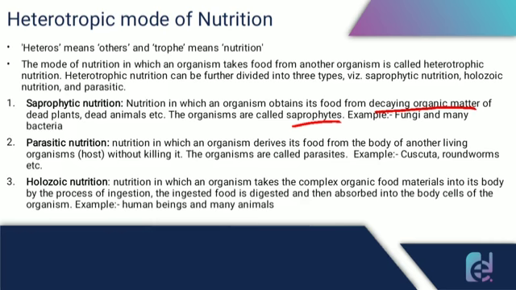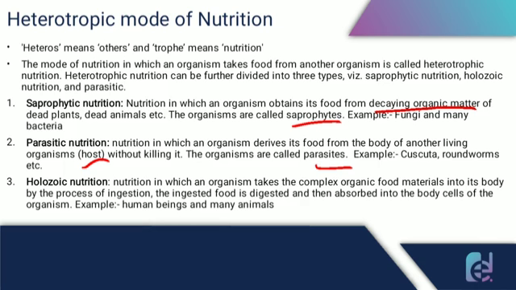And the next is parasitic nutrition. The nutrition in which the organism derives its food from the body of other living organism without killing it is known as parasitic mode of nutrition. The organism which derives the food from other organism is known as a parasite, and the organism from which the parasite derives its nutrition is called the host. Some examples are cuscuta and roundworms.